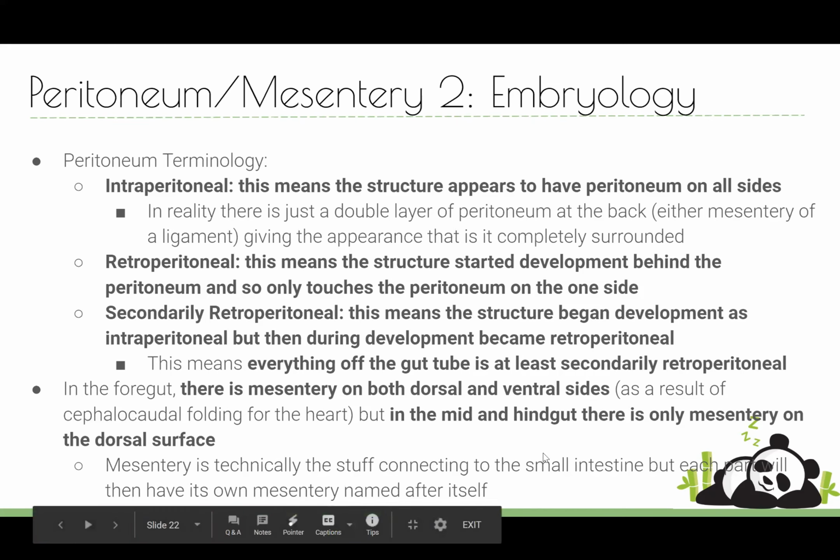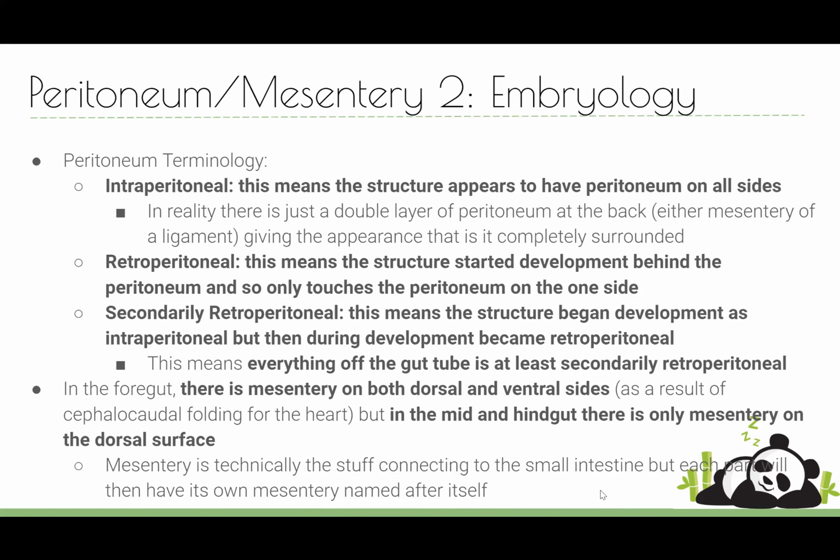This is developed to some degree in the foregut. There's mesentery on both sides, dorsal and ventral, as a result of the folding that occurs. That doesn't really matter. But in the mid and hindgut, there's only mesentery in the back. So that's why when you're looking at the small intestine, there's this mesentery at the back. Whereas when you look at perhaps the stomach, there's the lesser omentum and the greater omentum as well.